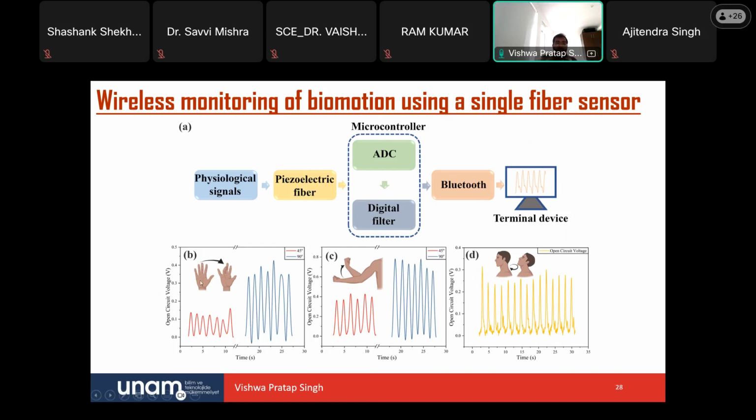So how did we do it? We stretch at different positions, and also on the back side of the neck we put this fiber, and for this we use a piezoelectric fiber, our fiber, and then we have this microcontroller, again the Arduino, with the inbuilt Bluetooth system in the Arduino. We can directly connect to our laptop or computer, and you can get the output. So you can see when we are doing like this, we can get the output, and at 95 and 45 degrees, you can get different output.